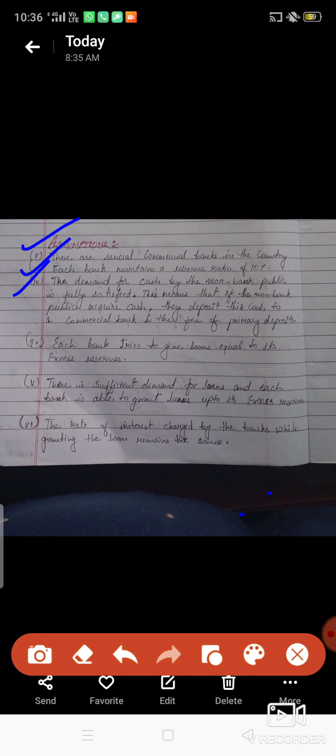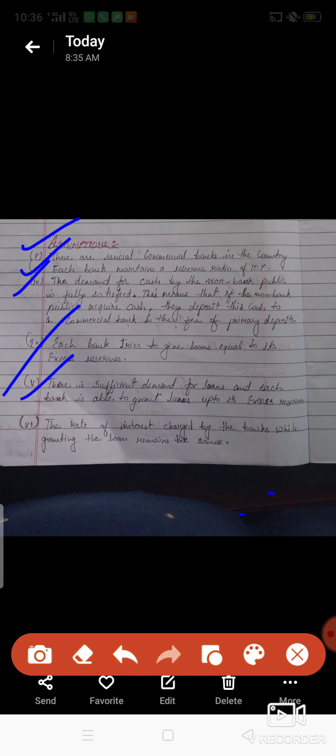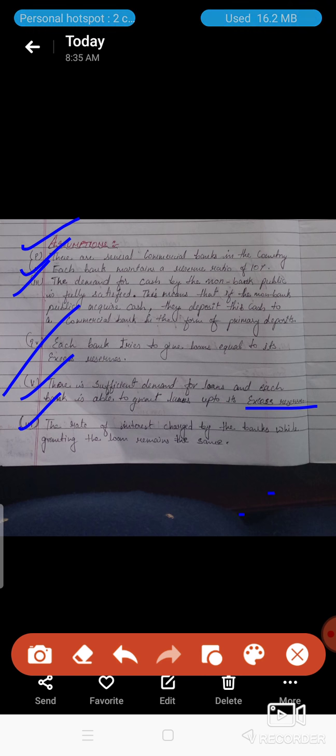Fourth, each bank tries to give a loan equal to its excess reserve. So every bank is giving a loan which is equal to the excess reserve, means after leaving 10% of the total amount. Now fifth, there is sufficient demand for loans and each bank is able to grant loans up to the excess reserve. Now the sixth is, the rate of interest charged by the bank while granting the loan remains the same. So here the rate of interest will not be changing. So these are the assumptions which we have to assume.